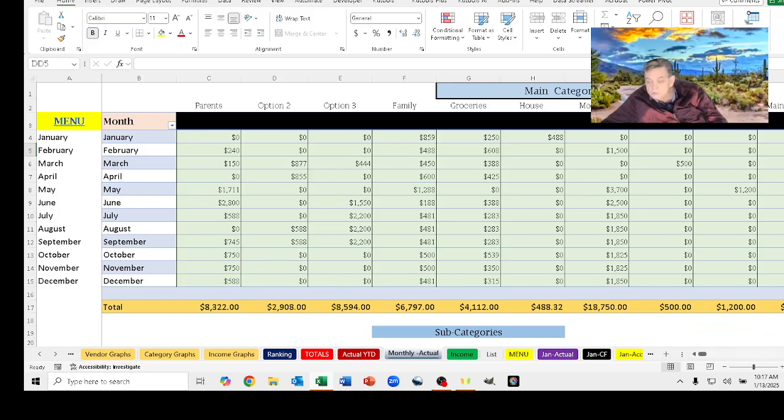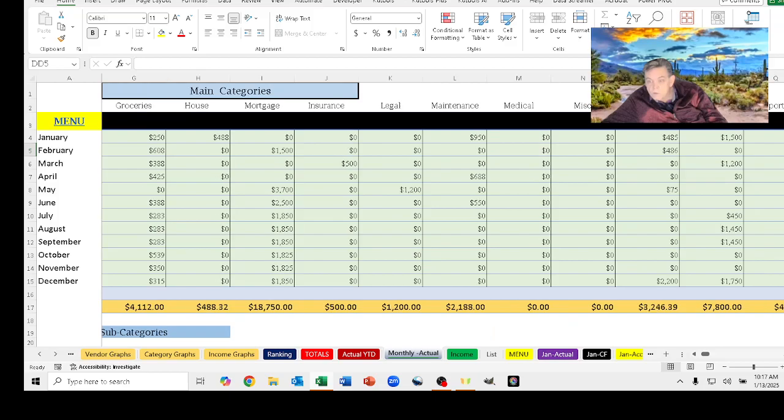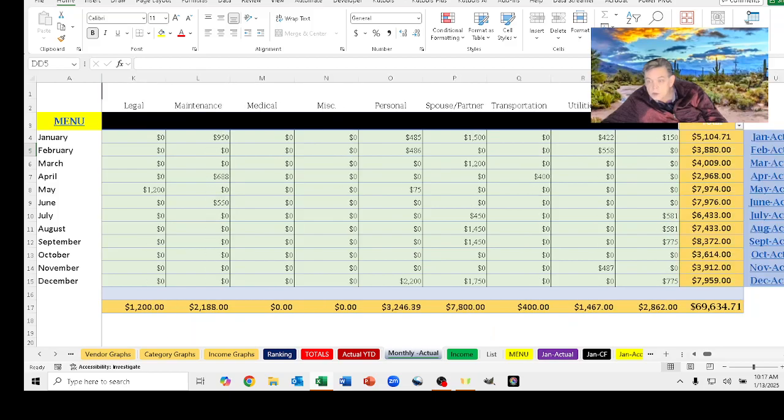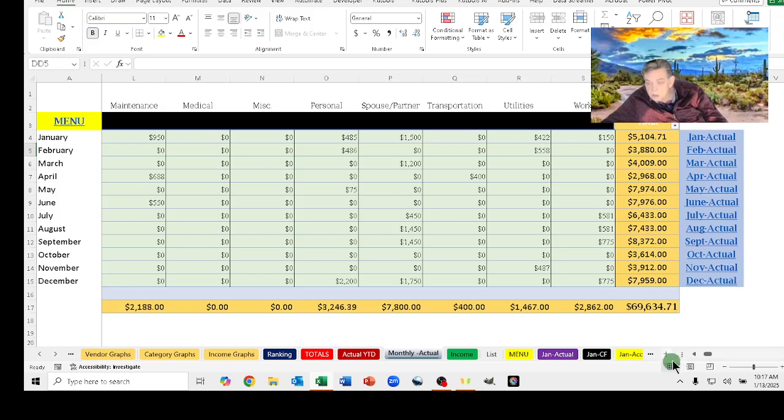And you can scroll over here and you can see everything's broke down, and then what you spend on your parents. These are the totals for each particular month that you spent. So that one's fairly easy. You don't have to do anything on these tabs, they're all automatic, so you don't need to do anything.